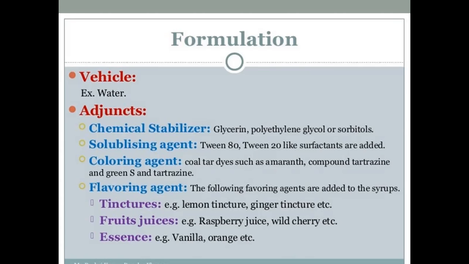Then last, essence. You know essence? They are also added in ice creams, right? Vanilla, butterscotch. So essences are also added in the syrup: vanilla, orange or butterscotch. So this is about the formulation of syrup. By using all these agents, syrup is formulated or prepared.